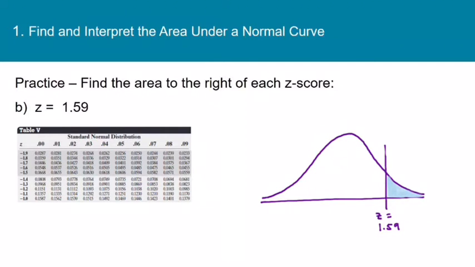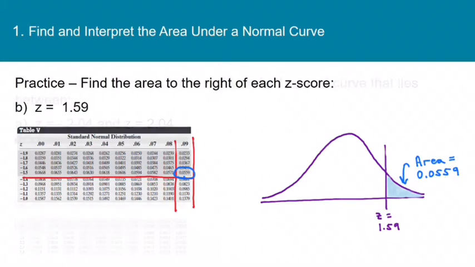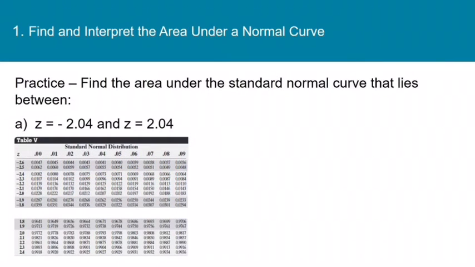Now remember, we're finding the area to the right, so we need to actually look up the opposite sign z-score. So here I have the part of the table where we can find the negative 1.5 line, and then I go across to the column for 0.09, and that's right here. So the area to the right of z equals 1.59 is 0.0559.